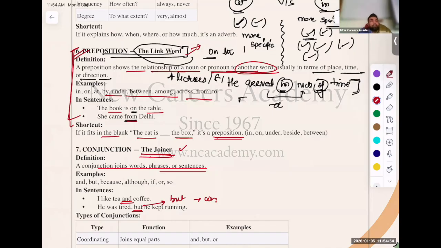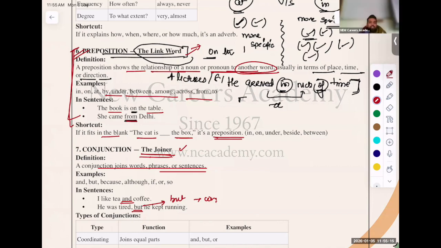Is it clear? Okay. Now we come to hurrah, hooray. Interjection. Anything which describes emotions is called an interjection. That's it. What's the difference between preposition and conjunction now? Simple. Anything which brings about a link is a preposition.